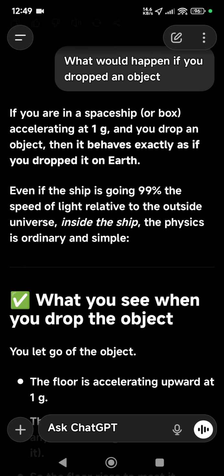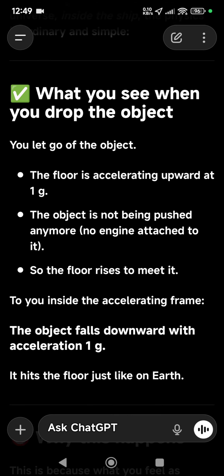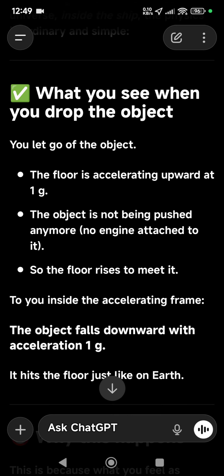No, I said what would happen if you dropped an object? If you're in a spaceship or box, or let's just say the Earth, accelerating at 1g, and you drop an object, then it behaves exactly as if you dropped it on Earth. Even if the ship is going 99% the speed of light relative to the outside universe, inside the ship the physics is ordinary and simple. What do you see when you drop the object?